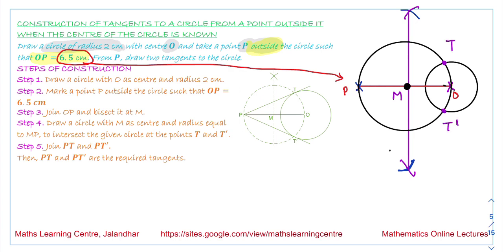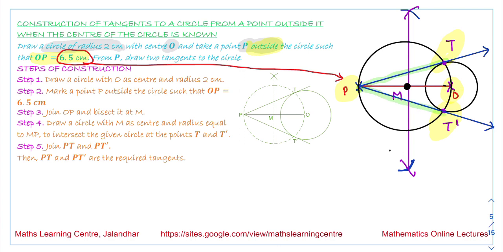Now if we join the points P T dash and P T, we obtain the 2 tangents from the point P, which is 6.5 centimeter from the center of this circle. These are the 2 tangents PT and PT dash.